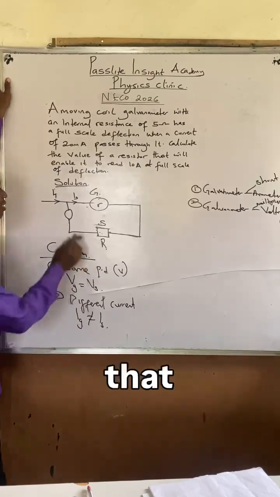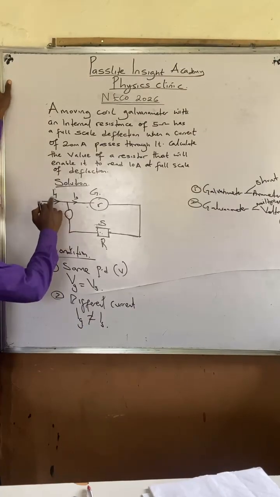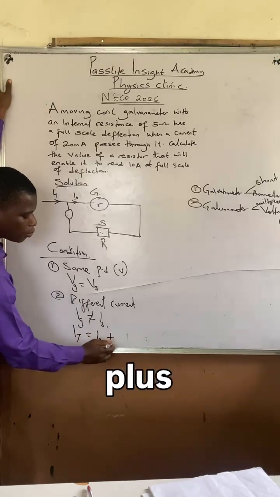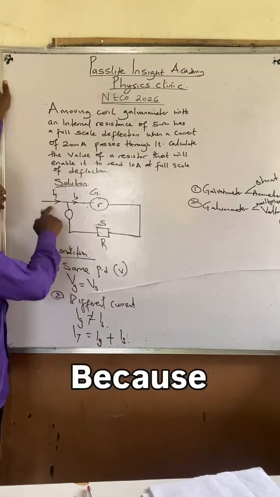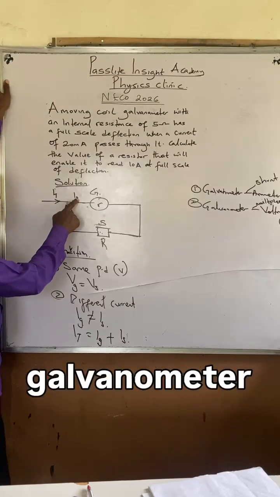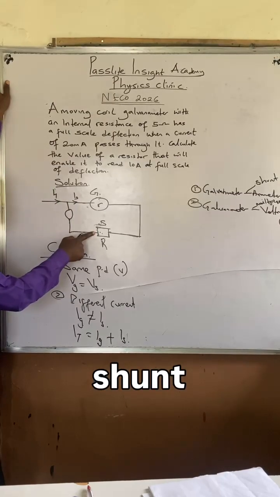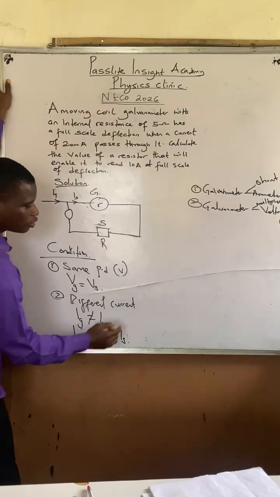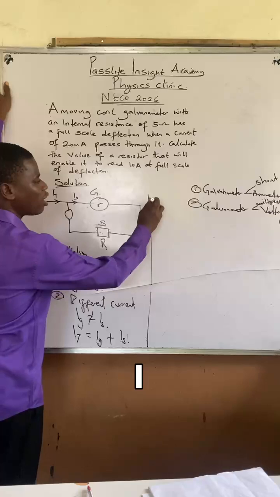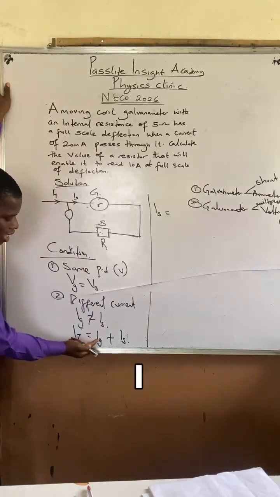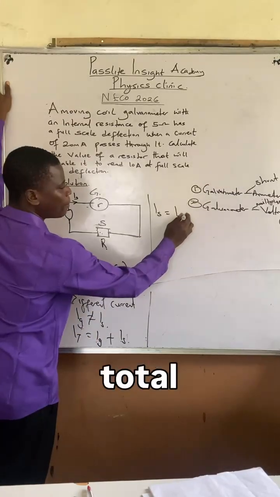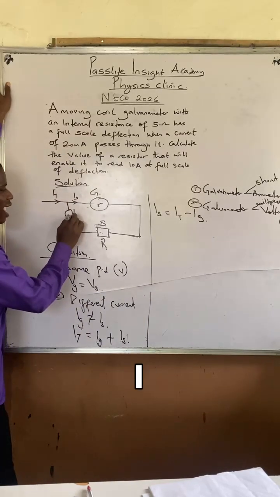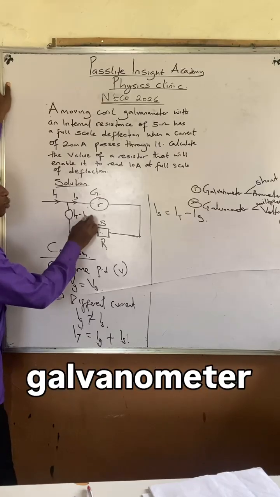So what we use is that I don't know the I of the shunt here, but I know the I total. And I total is equal to I of galvanometer plus I of the shunt, because the current that enters here is going to split for the galvanometer and at the same time for the shunt. So I want to get only the shunt, so I collect like terms. I of the shunt is equal to I total minus I of galvanometer.